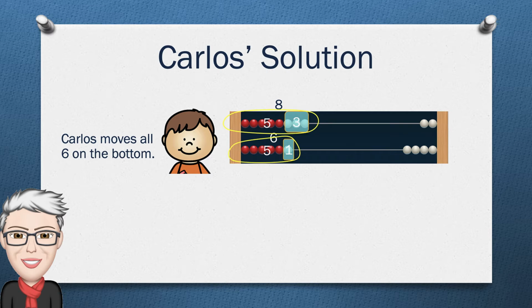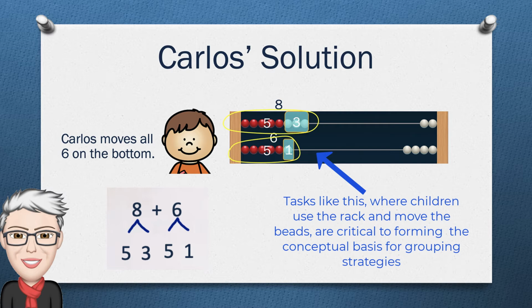Carlos's solution contributes to developing the basis for reasoning about adding 8 and 6 by partitioning each number into 5 and what remains, adding the 2 5s, and then adding on the rest. Tasks like this, where children use their racks and actually move the beads, are critical to forming the conceptual basis necessary for later reasoning purely numerically by decomposing and recomposing quantities using grouping strategies.